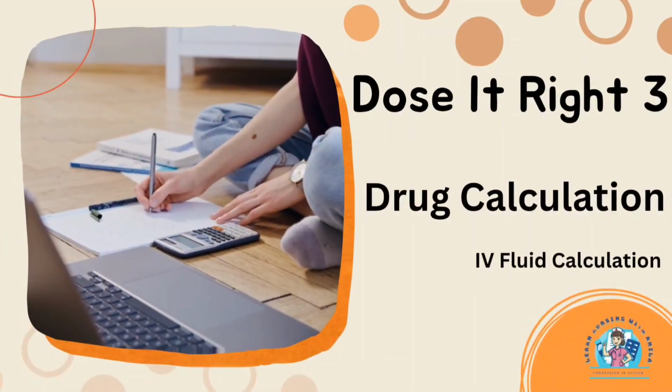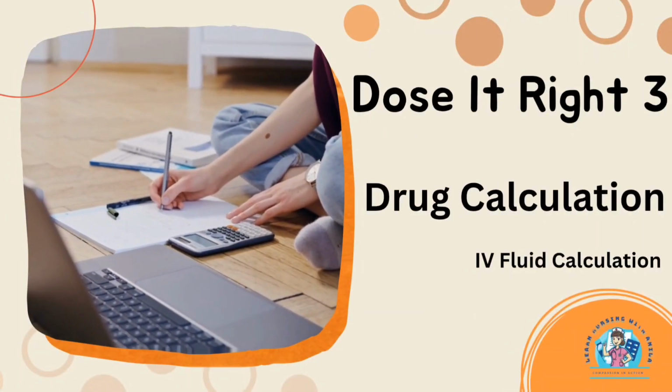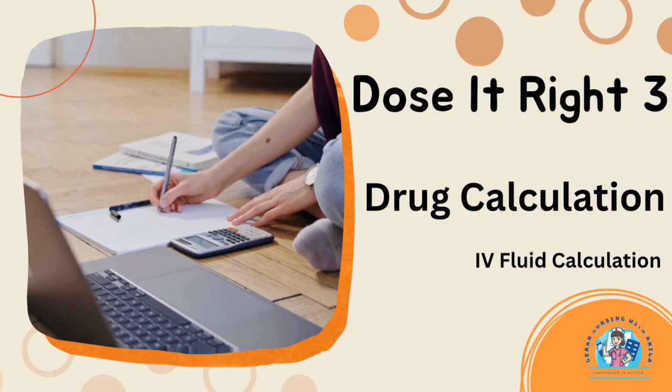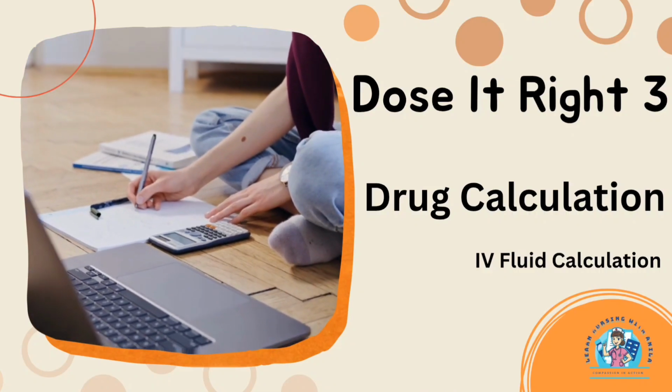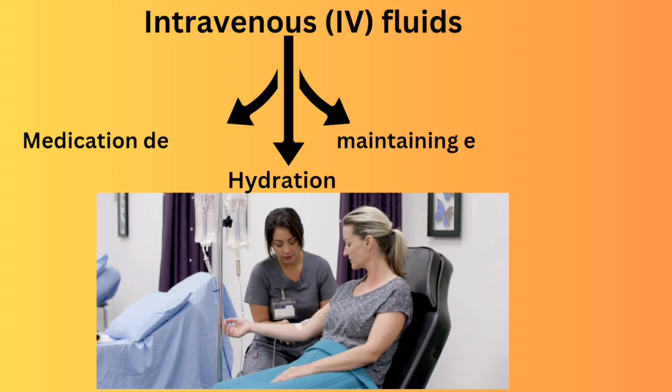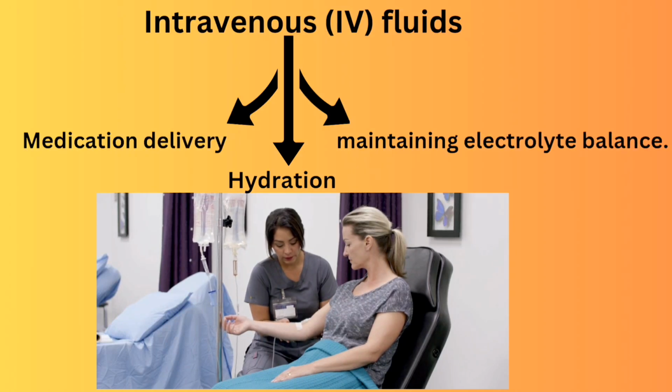IV drip calculations don't have to be complicated. In this video, I'll show you a simple step-by-step method to calculate drops per minute. Let's get started. IV fluids are a key part of patient care, used for hydration, medication delivery and maintaining electrolyte balance. But improper IV flow can lead to fluid overload or dehydration.